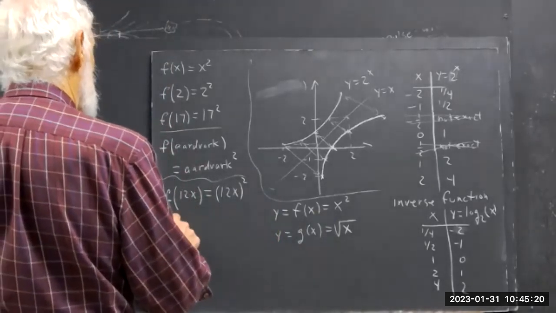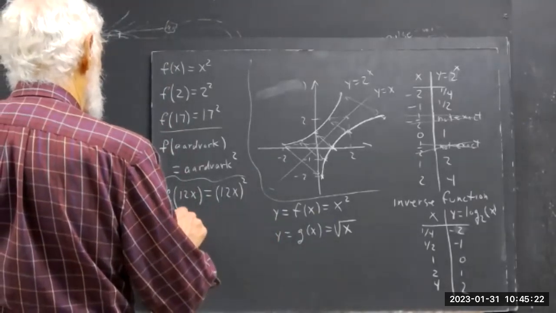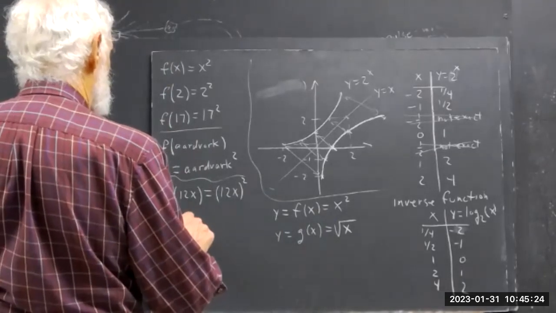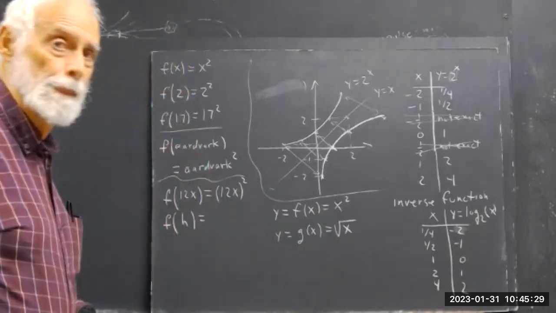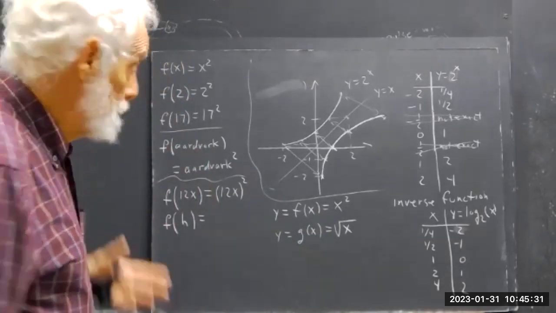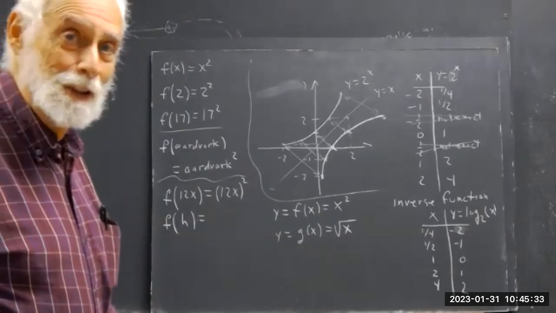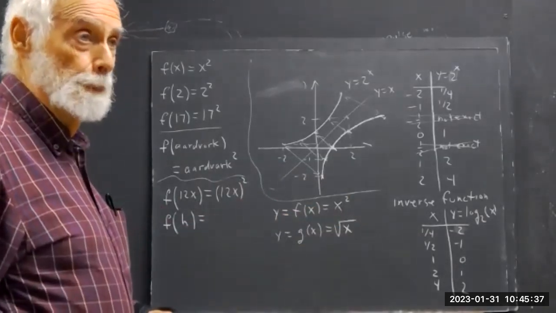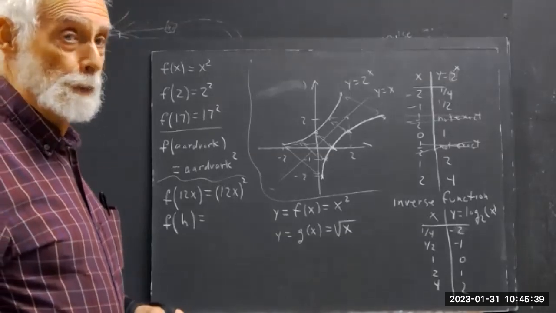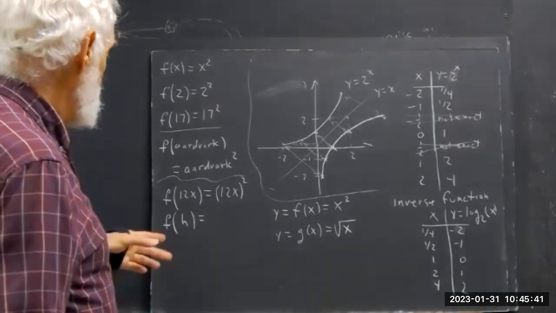Okay, so what is then f of h? Well, if we have time, I'd like to see you write this down. Write it down for me. Not going to have time to look at it. Just write it down quickly, commit yourself. And then you'll know whether you did it right or not. What would f of h be?